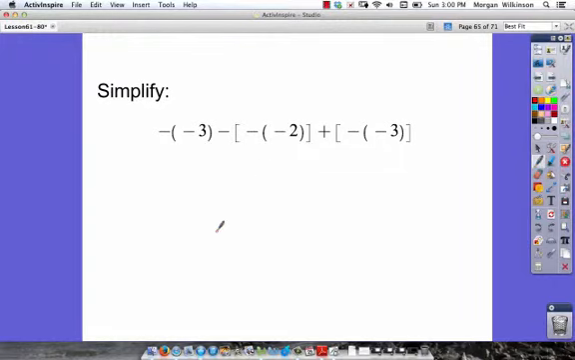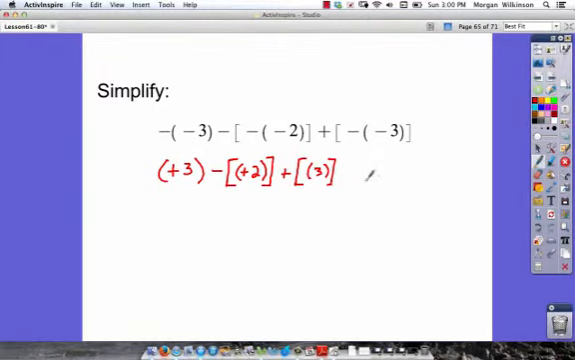Let's simplify. Now, we have only addition and subtraction, so we're going to work from left to right. We've got a double negative 3, the opposite of a negative. That's a positive, so we get positive 3. Then you can see we've got minus, and then we've got a double negative 2. So within our bracket, the double negative, that's really just a positive 2, because the opposite of a negative is a positive. Then we've got plus. In our next bracket, we've got double negative 3. Well, that's just positive 3.